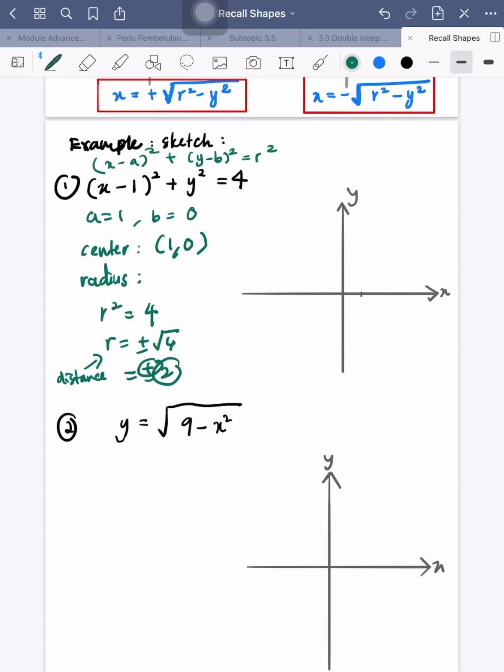The (1, 0) coordinate is here. Then the radius r is 2 units, so 2 units on the right, and 2 units on the left. So the coordinates will be (3, 0) here and (-1, 0) here. Okay, you get your points and then you sketch the circle.